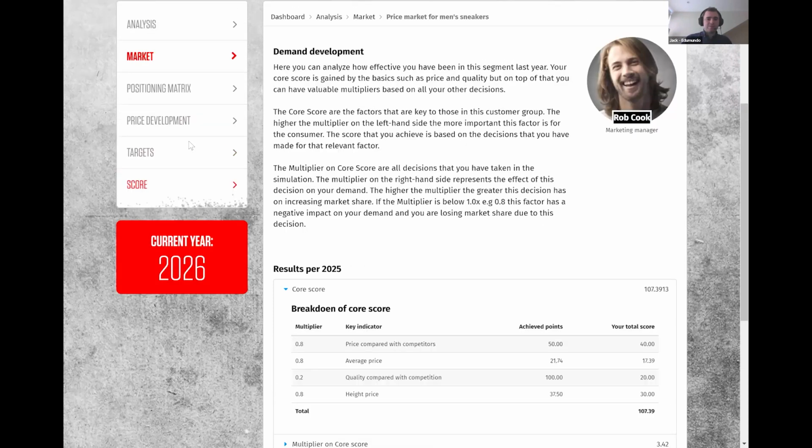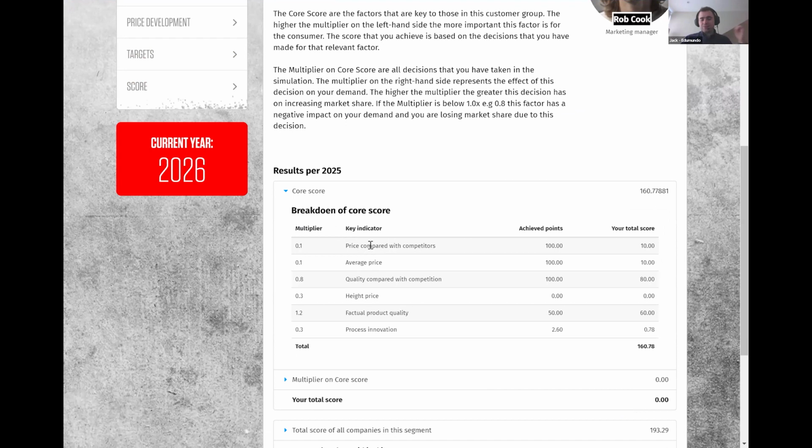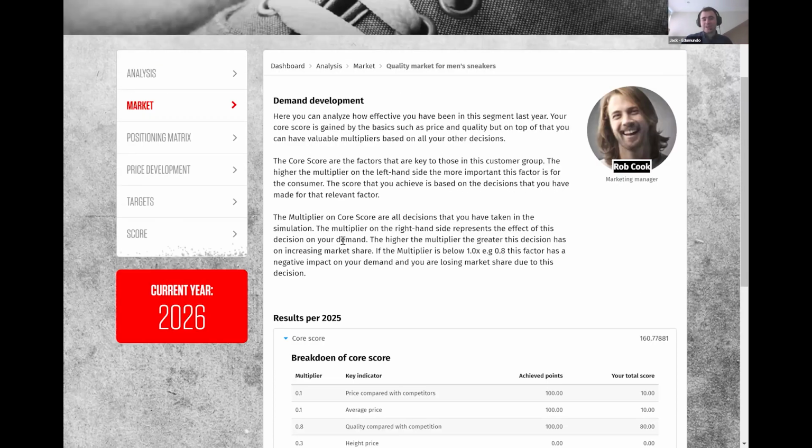If we have a quick look at the quality segment, we can see that there is different key indicators or similar key indicators with different multipliers. So again, you always want to think about the strategy you've gone with, but more importantly, the needs and wants of your customer groups that's in line with that strategy.